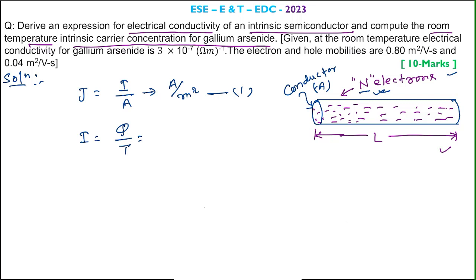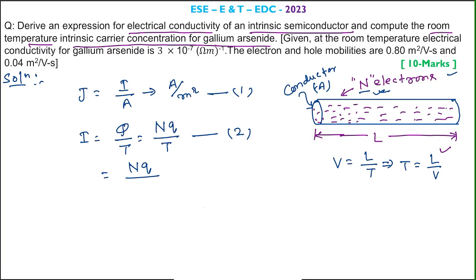Here we can write I = NQ/T. If the charge carrier takes time T to cross this conductor of length L, then its velocity V = L/T. From here we get T = L/V. Let's say this is equation number 2. Substituting the value of T, this can be written as NQ divided by L/V, which can be rewritten as NQV/L. Let's say this is equation number 3.